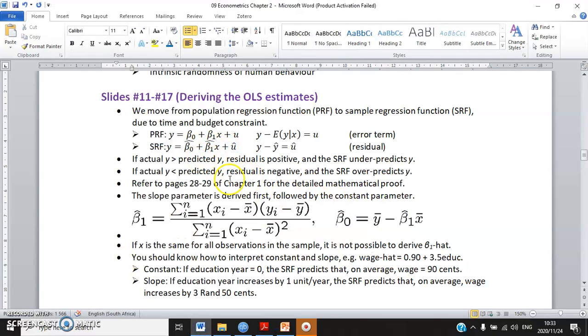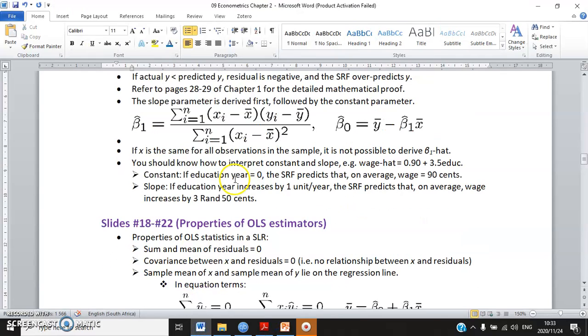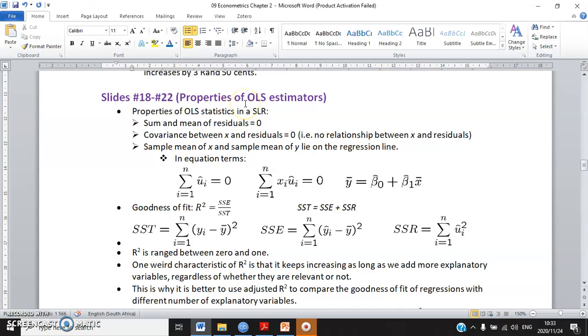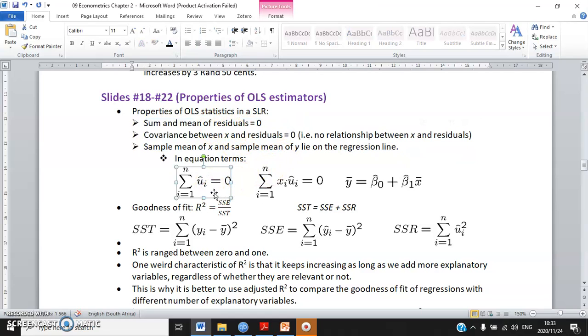Okay, then we move on to the next part. Properties of OLS estimators. There are 3 properties. You learn all of them in your undergraduate years. First one, the sum and mean of residual is 0.